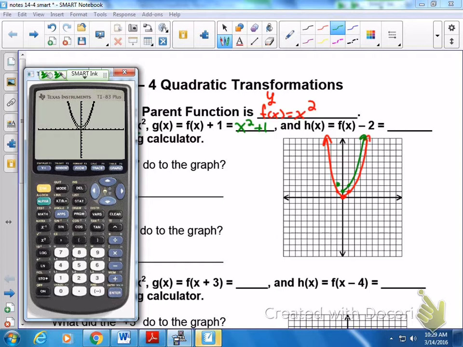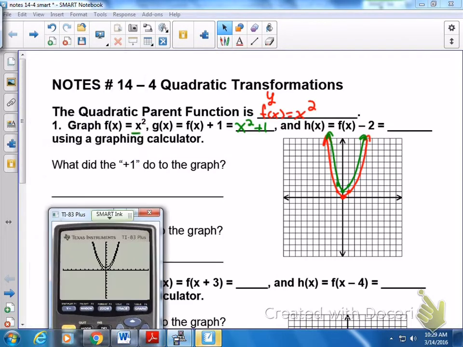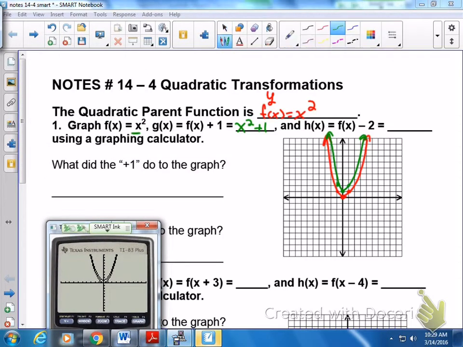Now I can resketch it. So the basic shape didn't change. All that changed is that it shifted up 1 unit. So it says, what did plus 1 do to the graph? It's a shift up 1. So if you're adding something to your equation x squared, you go up. You just shift it up. Now let's look at the next one.